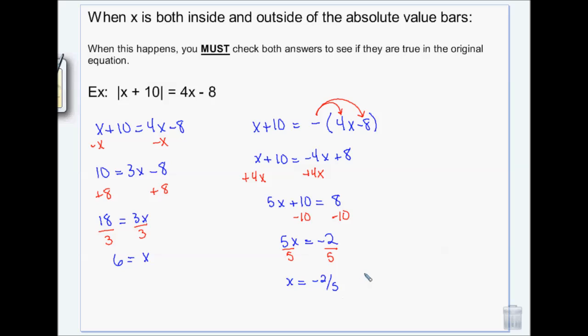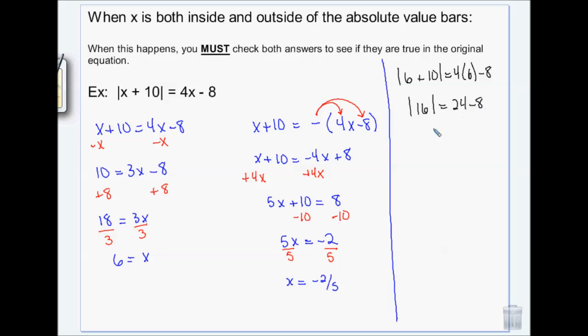Now, these might both be true, or it might be that one of them is true, and it might be that neither of them is true. That's very rare, though. So to check them, I have to go back to the original problem and plug in the answers. So I get the absolute value of 16 is equal to 24 minus 8. So 16 is equal to 16, and this is true. So this one's good.